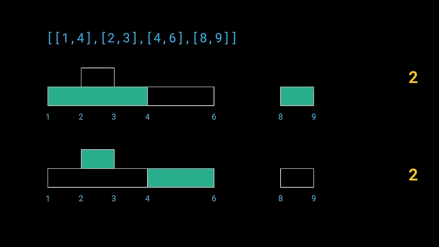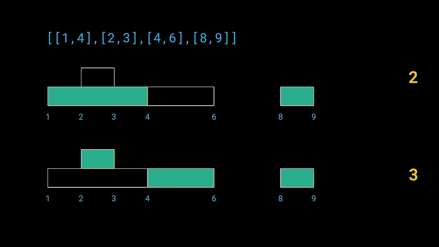Now, can I go ahead and select 8,9 as well? Yes, I can. And so in this way, by selecting 2,3, we were able to get a better answer of 3. Now, if you also notice, as soon as we select the interval 1,4 in the first possibility, it sort of drives the rest of the decision making. And in the second possibility, as soon as we select 2,3, it drives the rest of the decision making. Now, what is the difference between 1,4 and 2,3?